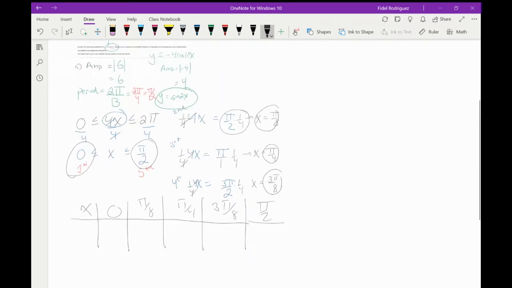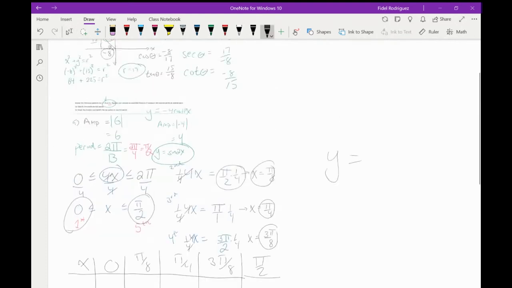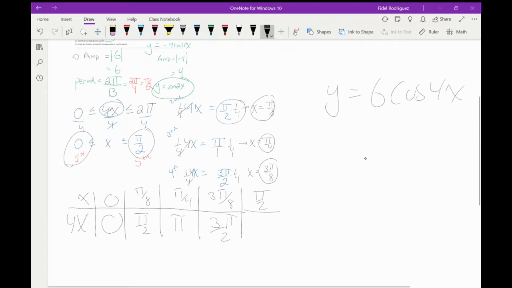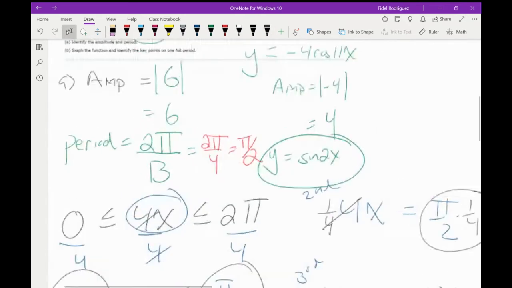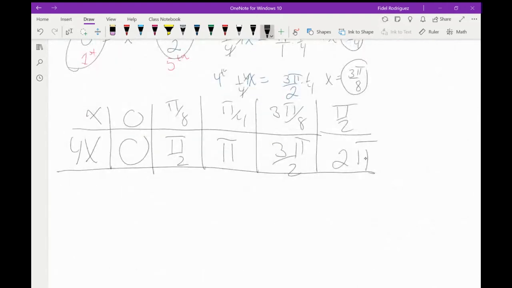Okay. And then, since our problem was y equals, I already forgot what it was, like 6 cosine 4x? Cosine of 4x, okay. Then right here, we're going to put a 4x, and those are going to be equal to the 0, the pi over 2, the pi, 3/2 pi, and 2 pi. And then was it a cosine or was it a sine? Yeah, it was a cosine. Okay, I'm sorry. Okay, and then so now we're going to say, well, what's the cosine of 4x?